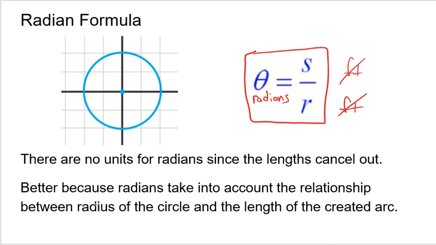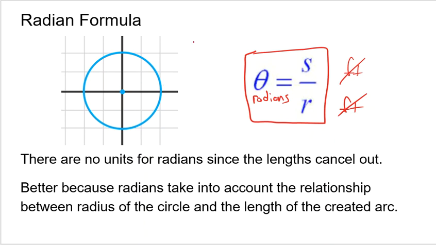Now, this is better, right? Why are radians better? Because they take into account the relationship between the radius of a circle and the length of a created arc. So if I say, hey, draw me 50 degrees, you're just going to pull out a protractor to know where 50 degrees is. There's no understanding of where that 50 degrees came from. But with a radian, there's a lot of understanding.